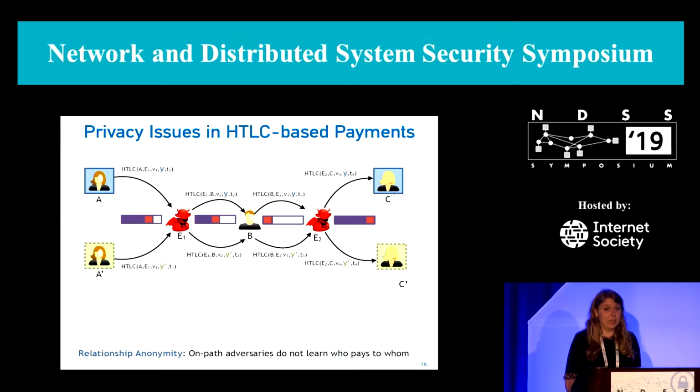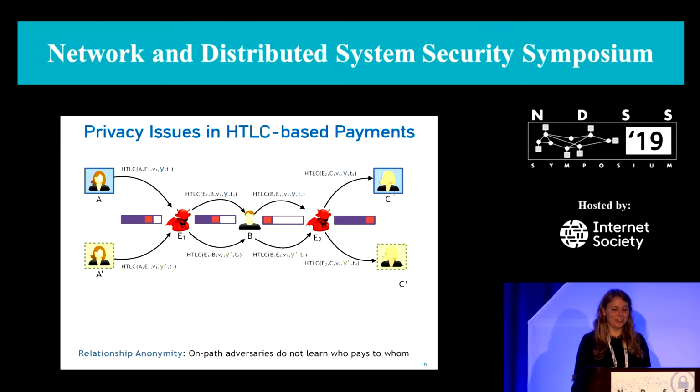And the next thing that is also a problem is privacy. Just because not every transaction is published on a blockchain, participants that are on the payment path can still learn something about the transactions.